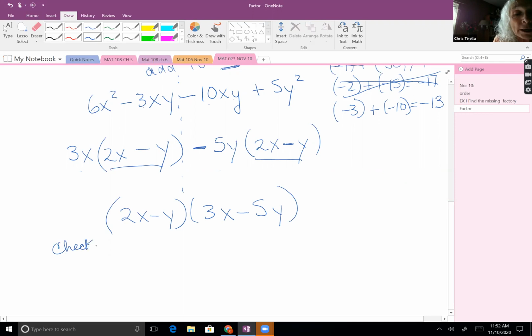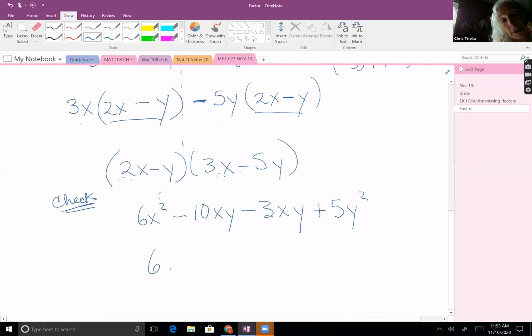And again, I want to do a check to make sure. First, 2x times 3x is 6x squared. Outer, 2x times negative 5y would be negative 10xy. Inner, negative y times 3x would be negative 3xy. Last, negative y times negative 5y, negative times negative is positive, 5y times y is y squared. So I'm starting with the 6x squared, which is what I want. I'm ending with the 5y squared, which is what I want. When I combine those middle terms, I get negative 13xy, which is what I want. And so we did it.